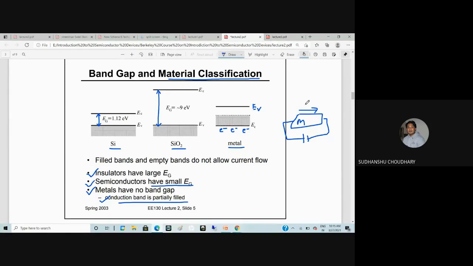The current can be seen as soon as you apply a bias, because we already have free electrons in the conduction band, and the conduction band is not completely filled, it is partially filled.